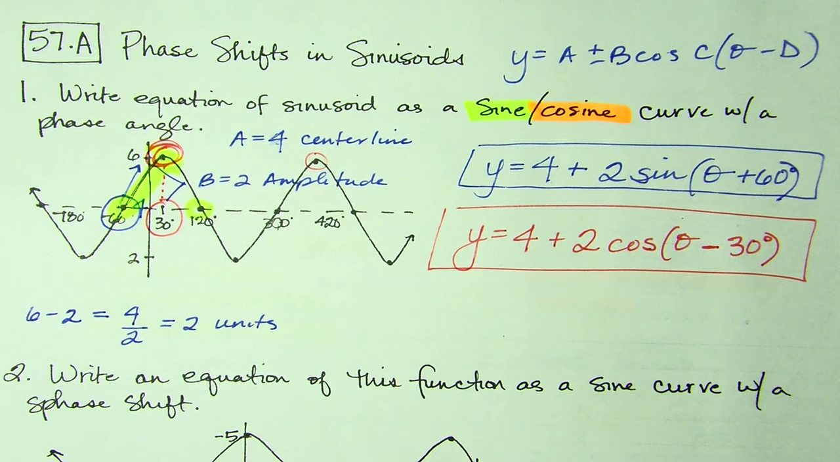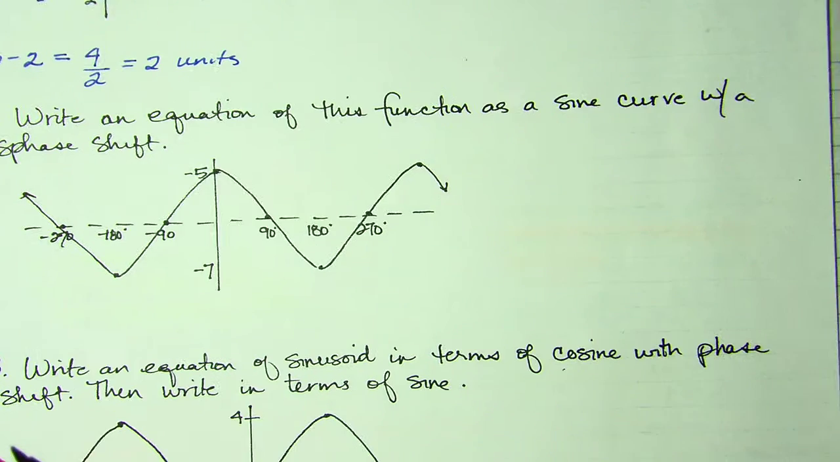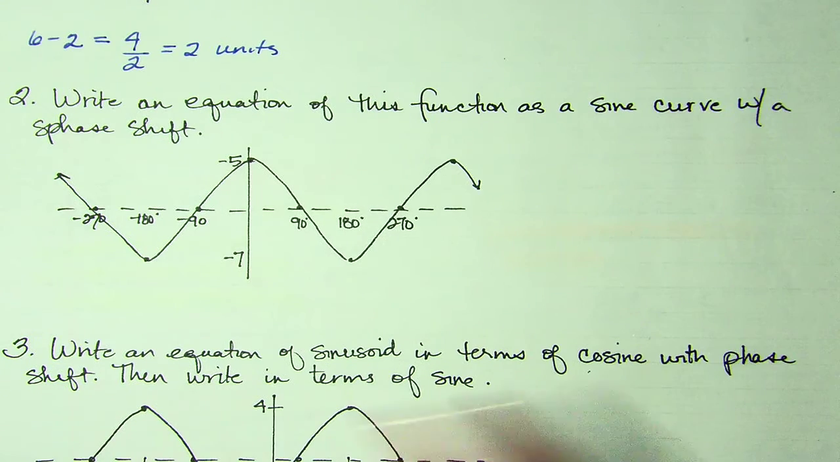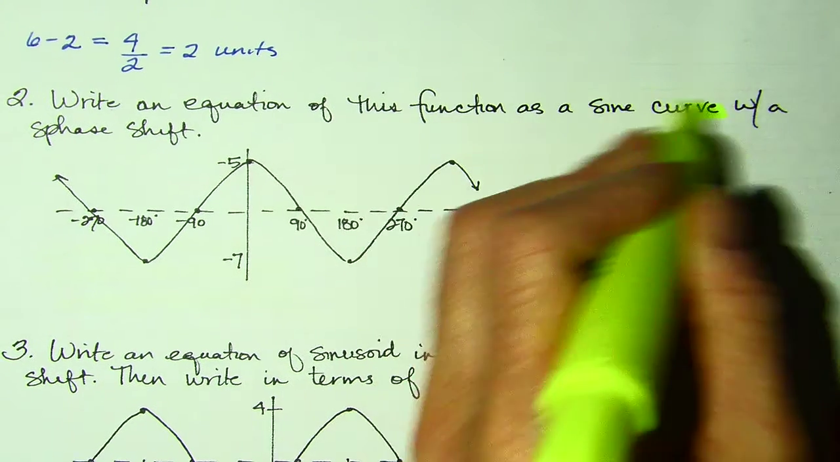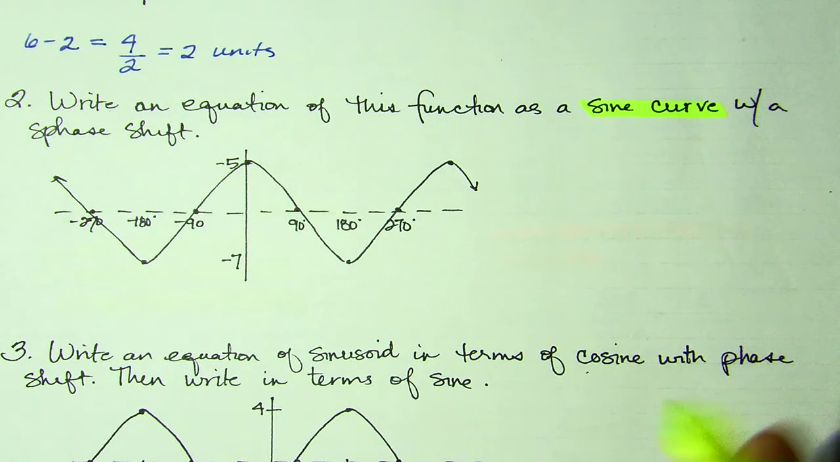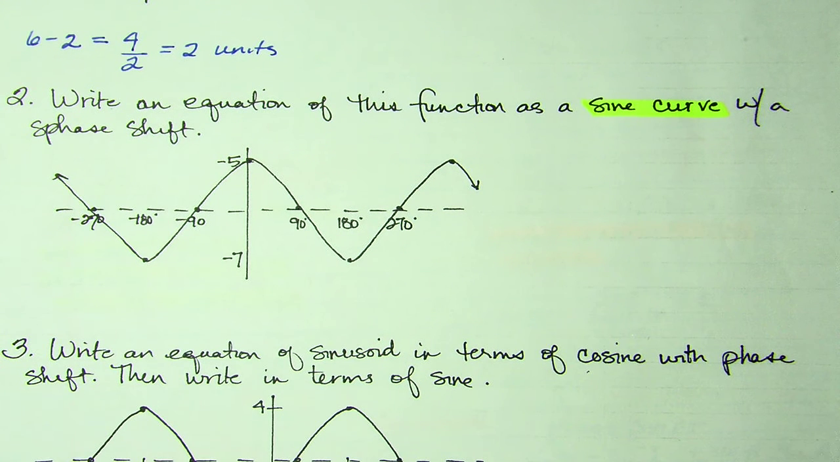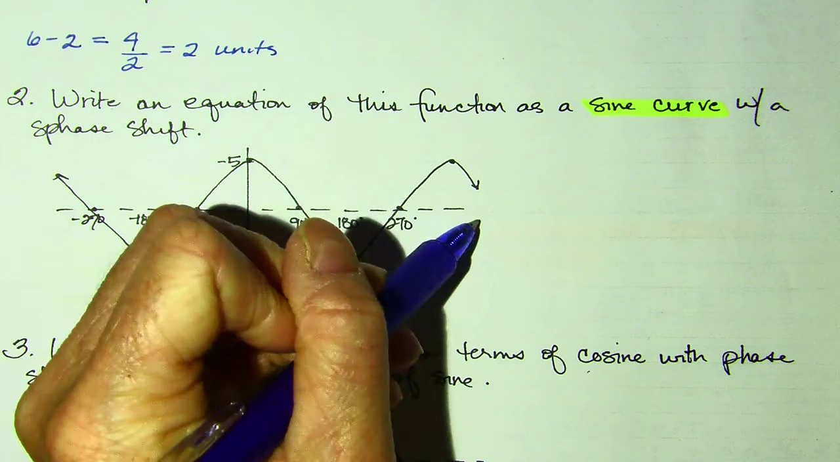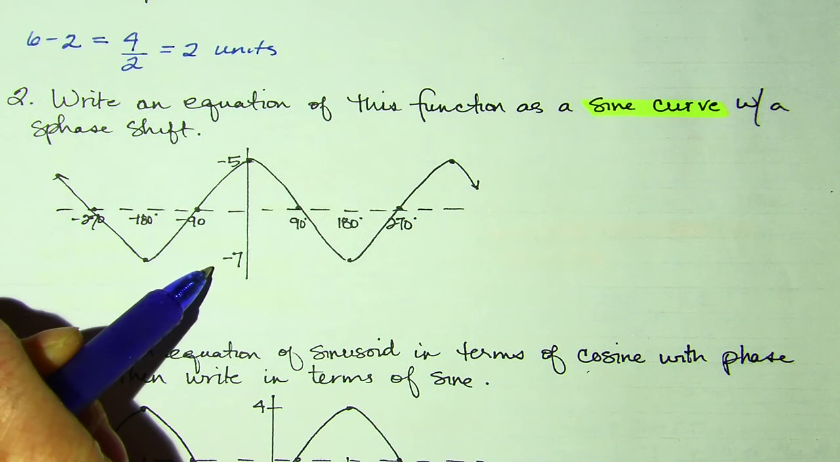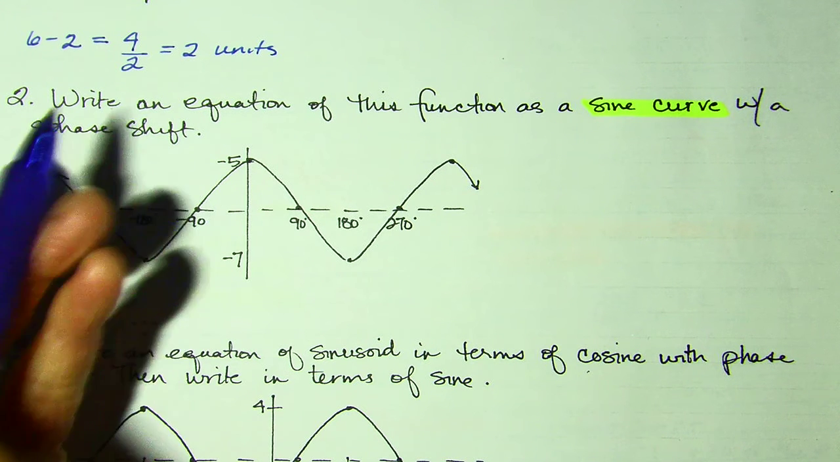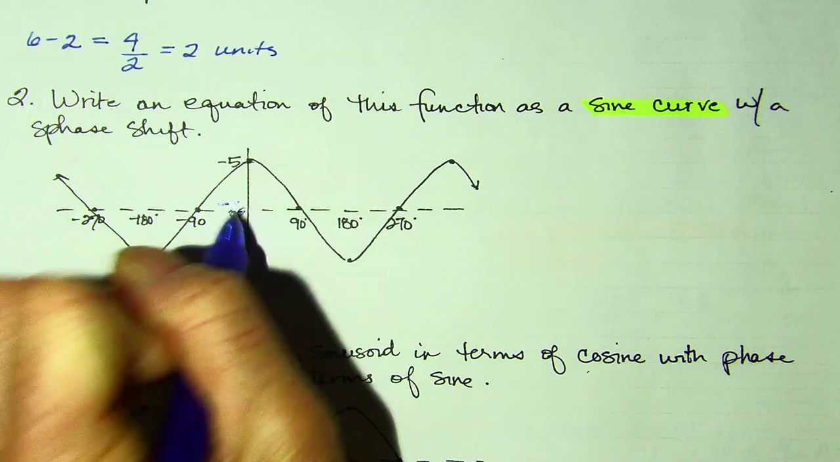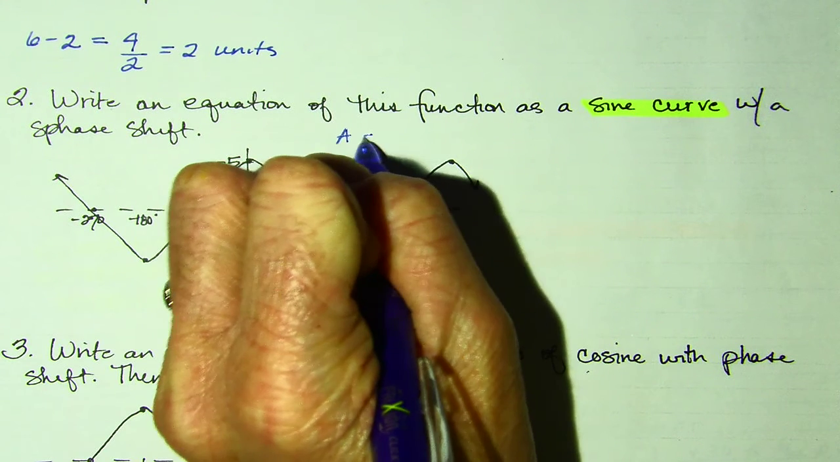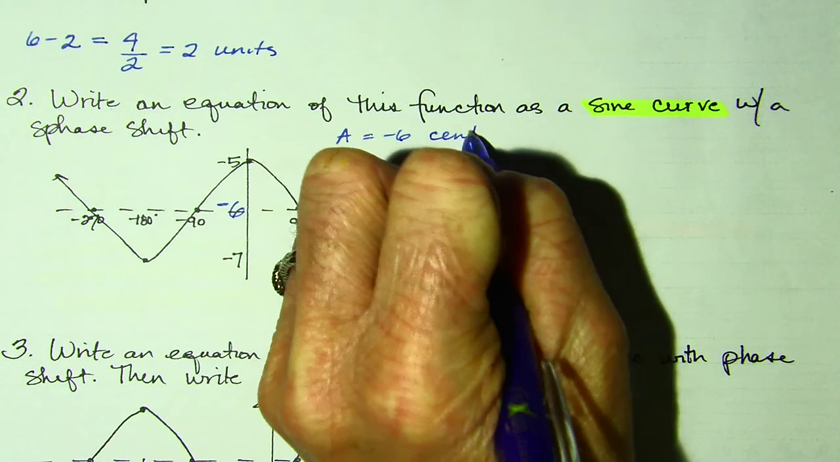So let's try another one. Write an equation of this function as the sine curve, so they only want sine curve, with a phase shift, and that's misspelled. There's no S in front of phase. I will fix that on my master copy. So let's identify our pieces. My center line should be in between -5 and -7. Those are only 2 units apart, so I know my center line is at -6. Okay, so that is my center line.